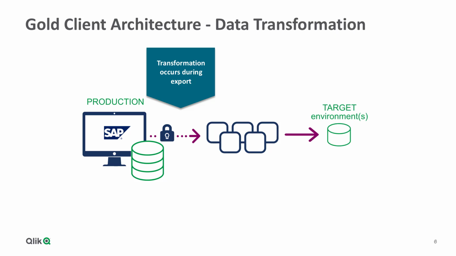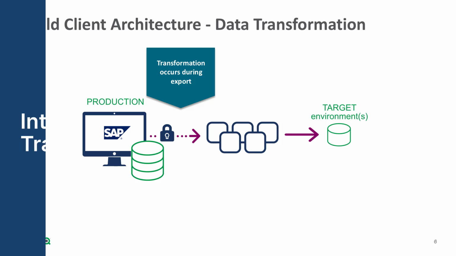This slide provides a simple view of the Gold Client architecture, where we can see data transformation is applied during the export process. This means when the data is being written to file, that it has already been transformed according to whatever configuration is defined. Then, the import process is performed as it is normally. So, because Qlik Gold Client transforms the data during export, there are no post-processing steps required during the copy process, which helps avoid any risk to an organization's sensitive data.